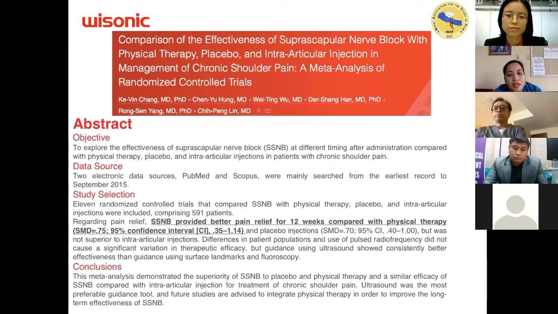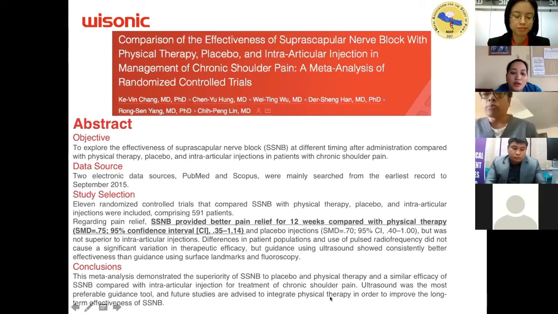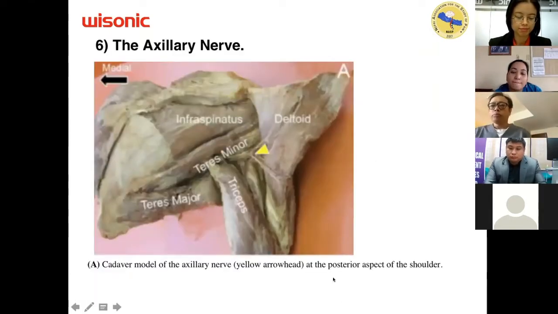So this is another study where they compare the effectiveness of suprascapular nerve block with physical therapy, placebo, and intra-articular injection in the management of chronic shoulder pain. It's a meta-analysis of RCTs, where they saw that suprascapular nerve block provided better relief after 12 weeks compared with physical therapy alone or placebo injections. They demonstrated that ultrasound was the preferred guidance tool to block the suprascapular nerve. However, future studies advise integrating physical therapy in order to improve the long-term effectiveness of this block.